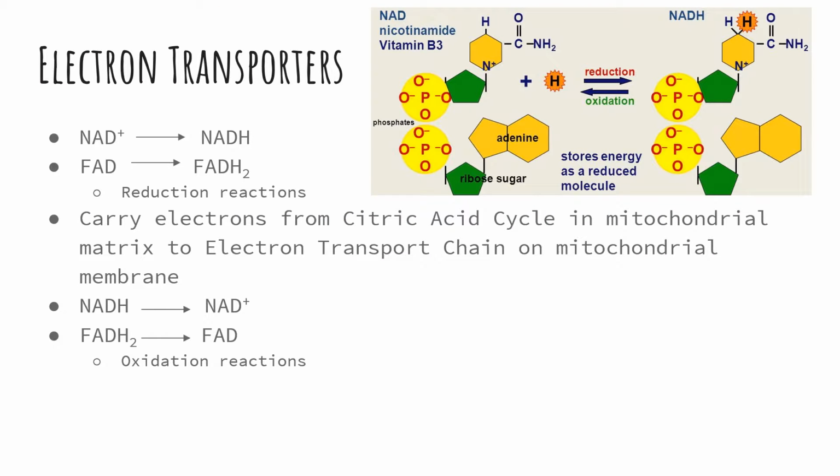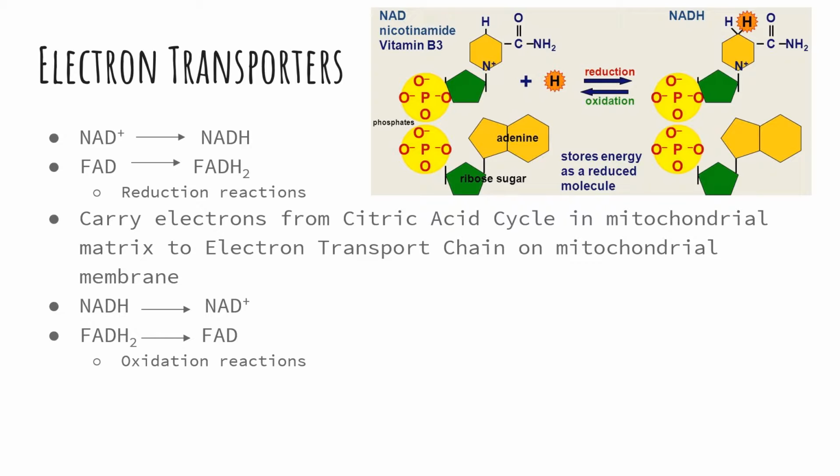Okay, so now we're going to discuss electron transporters. The two main electron transporters are NAD+ and FAD. And their purpose is pretty much what it sounds like. They shuffle electrons back and forth to keep the process of cellular respiration running. When these compounds pick up electrons, or in other words, when these compounds are reduced, they become NADH and FADH2. It's kind of confusing because in a reduction reaction, you actually gain electrons, so that's what's happening here.